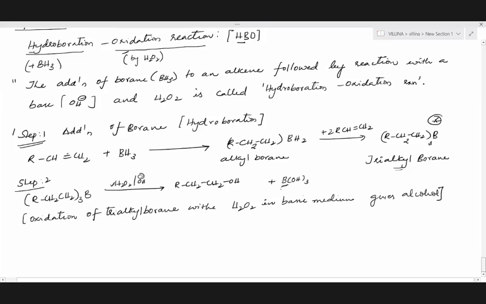In the first step, the alkene will be converted into alkyl groups, because boron has a valency of 3, so 3 such alkyl groups will be added. In the second step, we are oxidizing by using hydrogen peroxide in the basic medium. So boron will form orthoboric acid and the alkyl part will be oxidized to primary alcohols, giving us primary alcohols. So this is the hydroboration oxidation reaction.